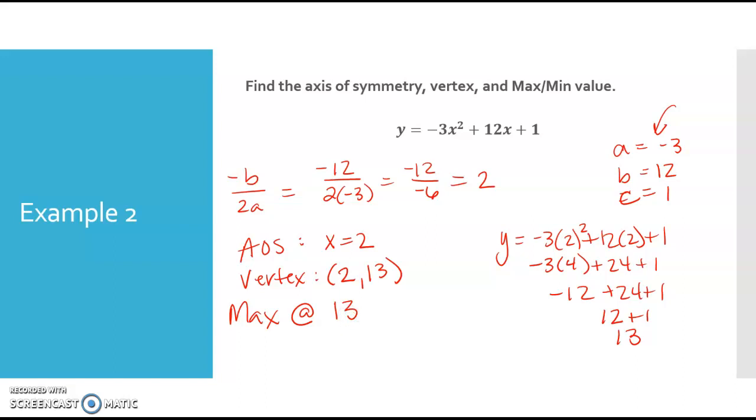So when it's asking for axis of symmetry, vertex, and maximum or minimum, we're doing opposite b over 2a, taking that x value. That goes for both our axis of symmetry and vertex. Taking that x value, though, plugging it back into the equation to find y. That gives me my completed vertex. Axis of symmetry, make sure you have your x equals with it so that it's an equation of a line. And then your max or min, remember, positive a value is a minimum, negative a value is a maximum.